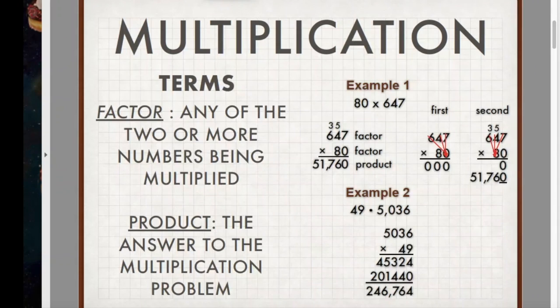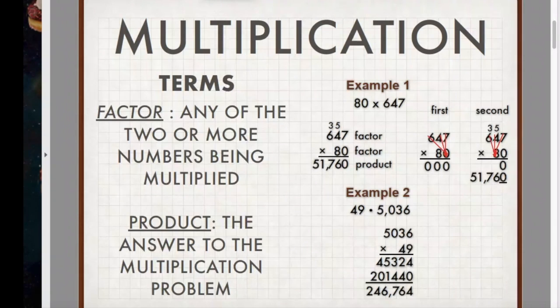Now the product is the end result. So what we have here is 647 times 80 equals 51,760. So 51,760 is the product. Now when we multiply, if we look again at the example, 80 is our first number, our first factor. 647 is our second factor.